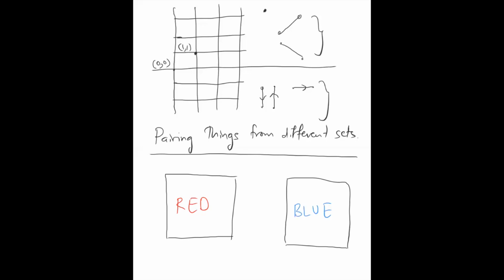Okay, so what we were doing was we were pairing things off from the red and blue boxes. We were pairing them off in such a way that any red thing had exactly one blue thing with which it was paired, and every blue thing had exactly one red thing with which it was paired. So nothing from either box was unpaired, and everything from both the boxes had exactly one pair.